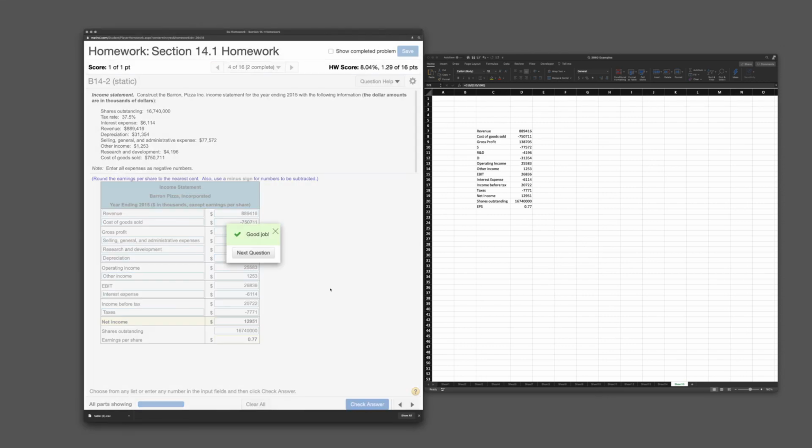All right, welcome back. We punched in our numbers. Make sure we got our negatives where they should be, and we have our shares outstanding in the proper amount of units.